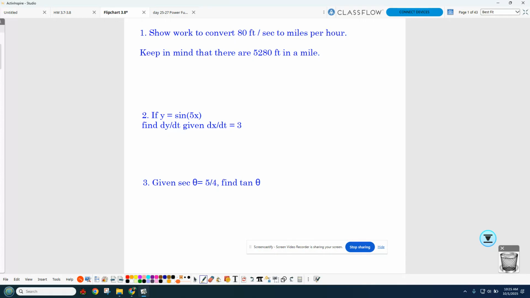Cool? Questions? Yep. Wait, since it gives you dx dt, shouldn't you plug in 3? And now plugging in 3. So it's going to be 15 cosine 5x. Yep.